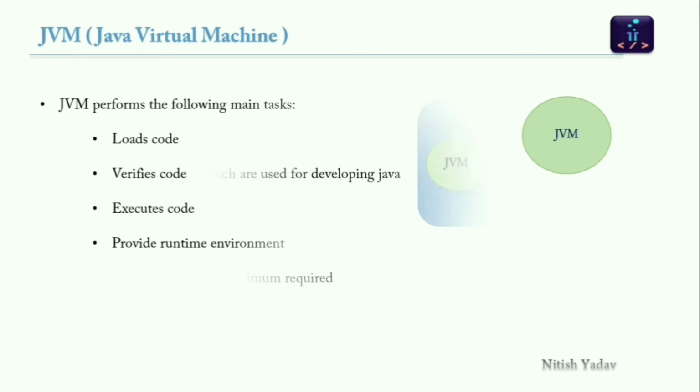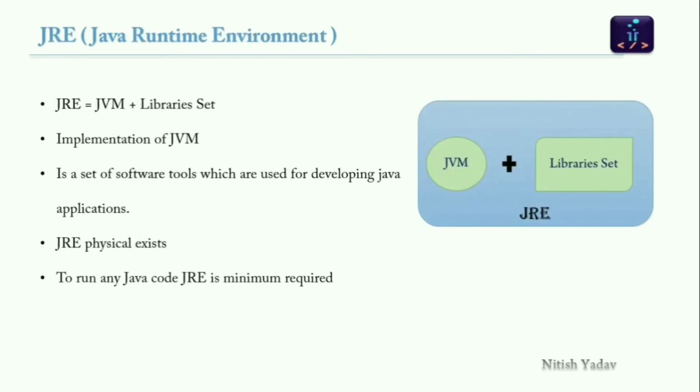Now next, that is JRE. JRE is the Java Runtime Environment, which is a combination of JVM plus library sets. It is an implementation of JVM. JRE is a set of software tools which are used for running Java applications. JRE physically exists. To run any code, JRE is the minimum required. Okay, I think it is clear.